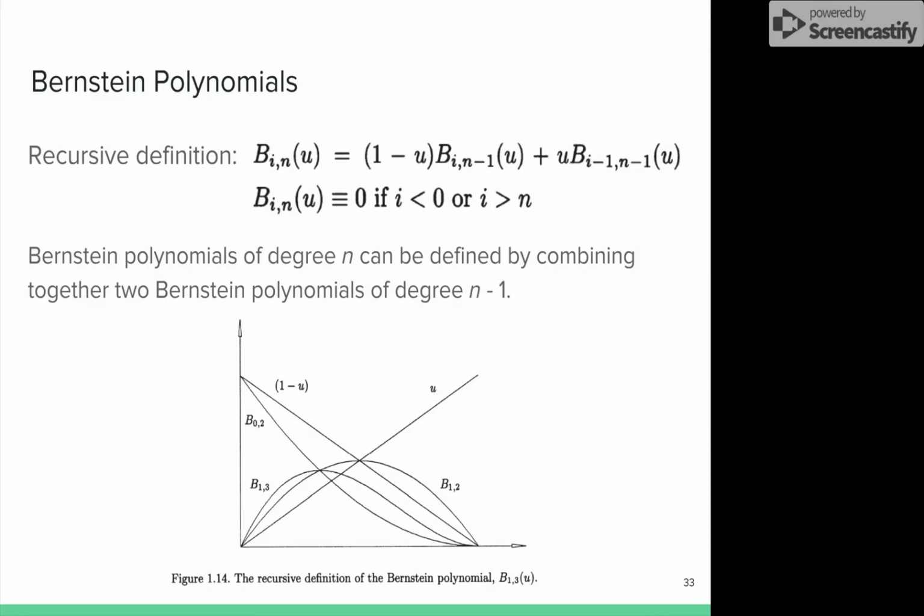A Bernstein polynomial of degree n can be defined by combining together two Bernstein polynomials of degree n minus 1. So you have two Bernstein polynomials of lesser degree. You can combine them together to create a Bernstein polynomial of degree n. And the graph that we have down here is an example of the recursive definition of the Bernstein polynomial.